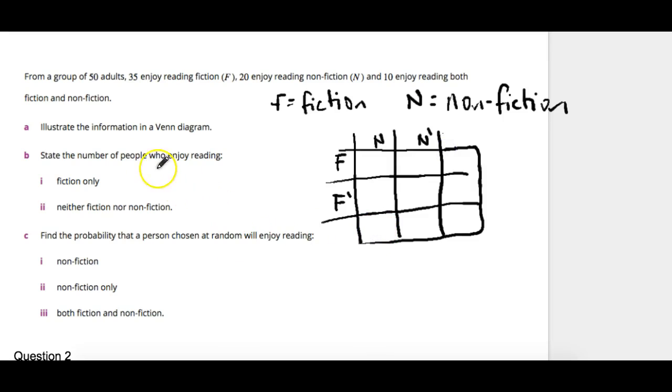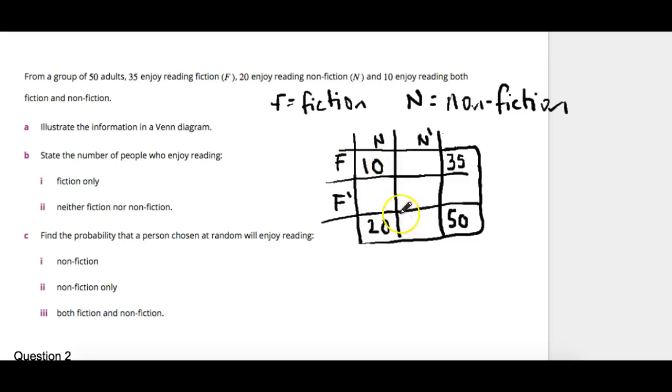Okay, now going back to our question. We have a group of 50 adults, so your total always goes here. And that means this column and this row has to add up to 50. 35 enjoy reading fiction, so that can go here, at the end. 20 enjoy reading non-fiction, so non-fiction is here. And 10 enjoy reading both fiction and non-fiction. So this cell here is fiction and non-fiction, for people who like reading all sorts of books.